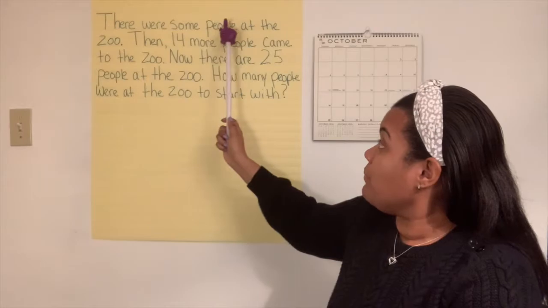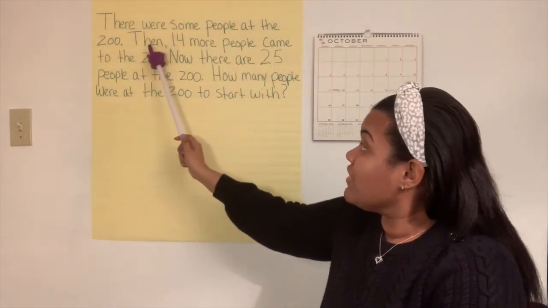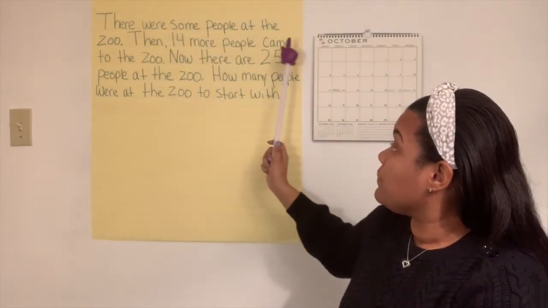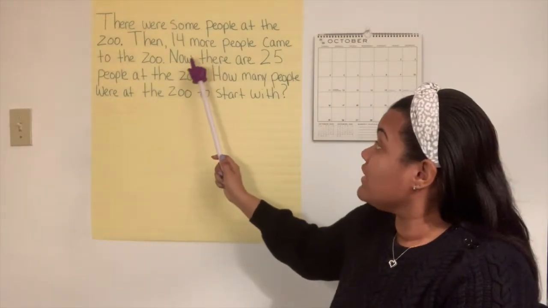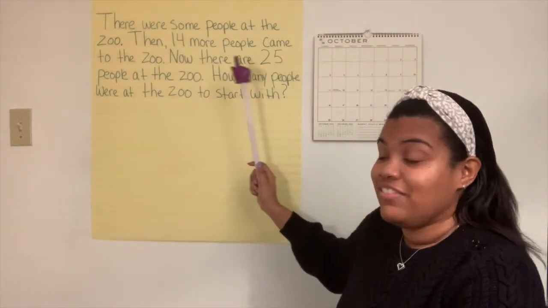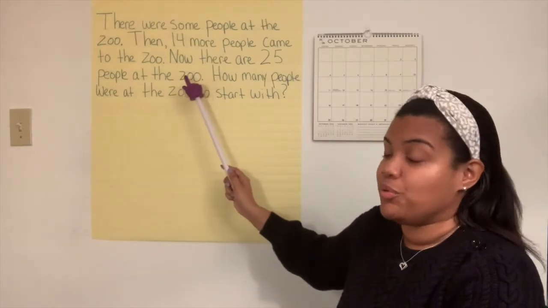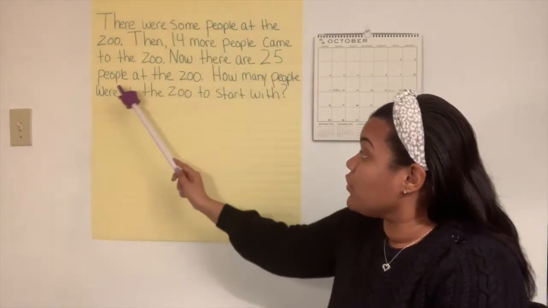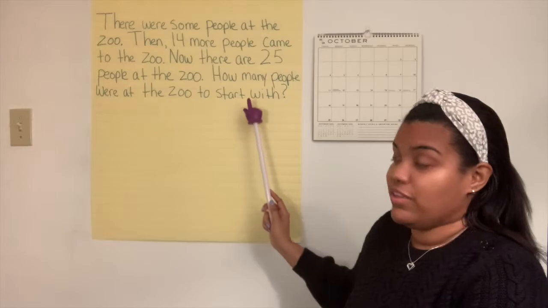There were some people at the zoo. Then 14 more people came to the zoo. Now there are 25 people at the zoo. How many people were at the zoo to start with?